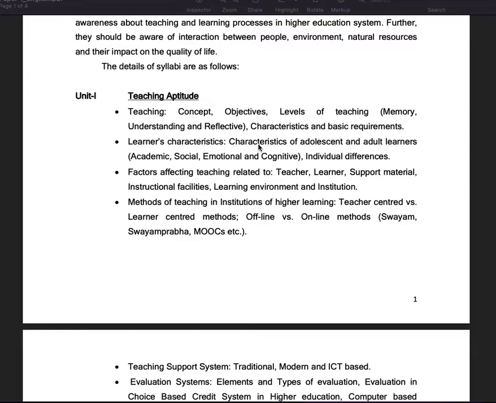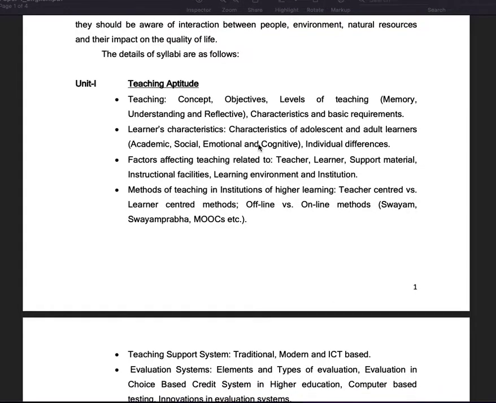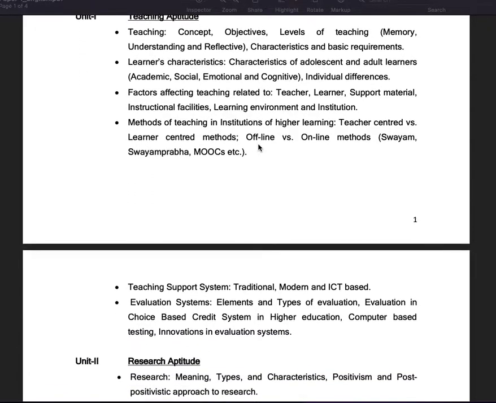In this topic you will get teaching, concept, objectives, levels of teaching, that are memory, understanding and reflective level of teaching, characteristics and basic requirements. This unit is basically dedicated to the whole teaching and learning process. It's a very easy unit, and you can score high in this unit in the exam.